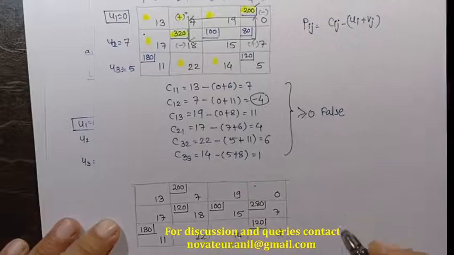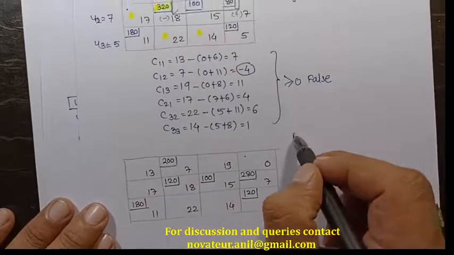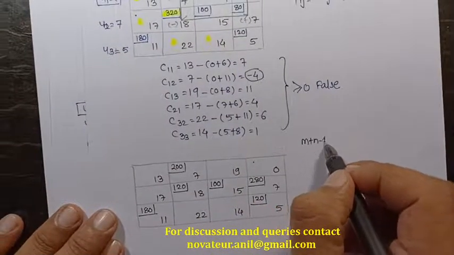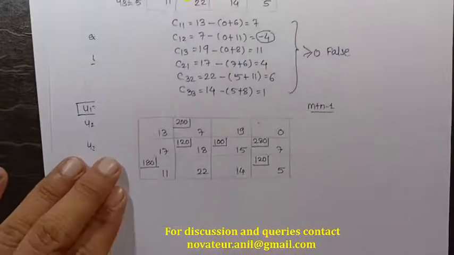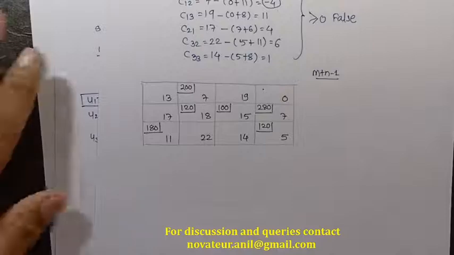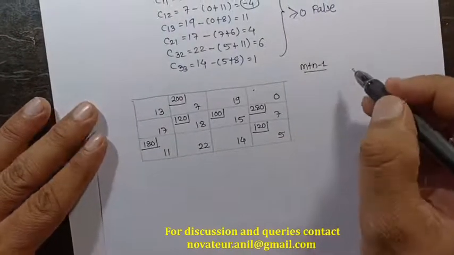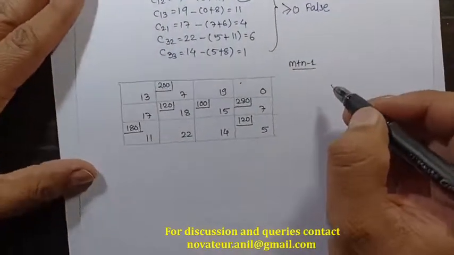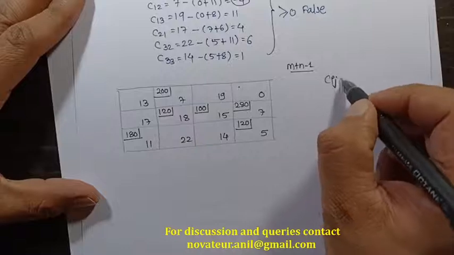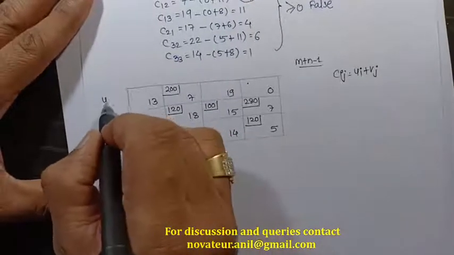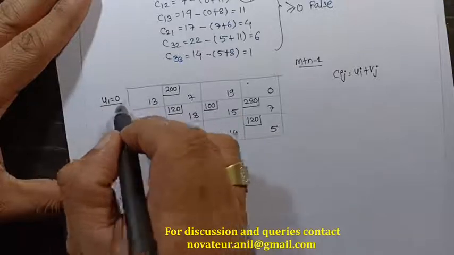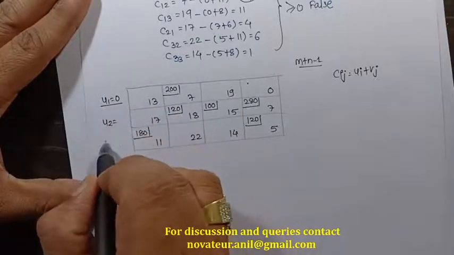That's it. And I'm going to check the condition of degeneracy, that is, m plus n minus 1 existing. 1 2 3 4 5 6. Okay, it is true. So again I have to go for the occupied cells operations, that is Cij is equal to ui plus vj. So here u1 is equal to 0 by default, so then u2 and u3.